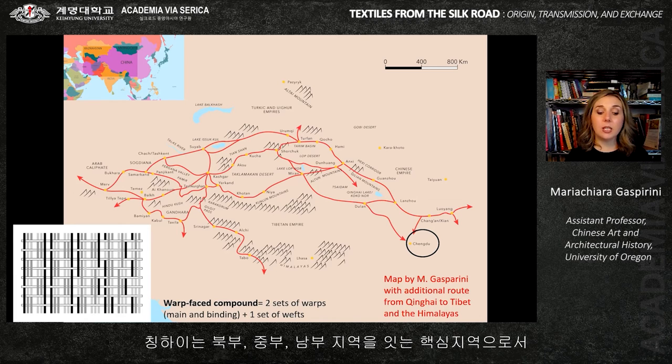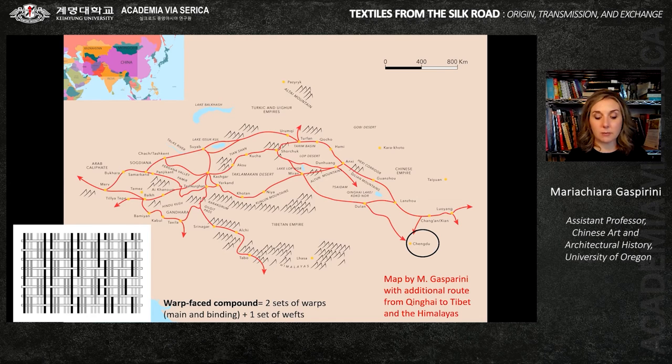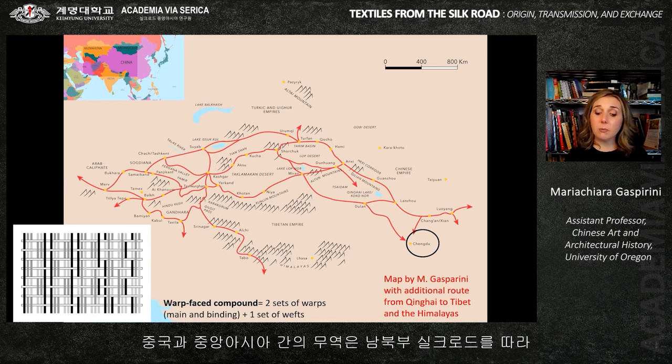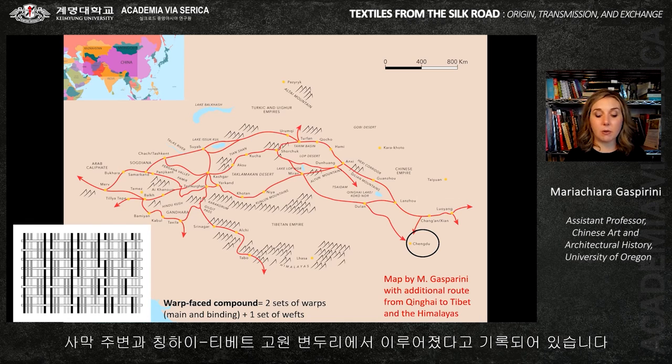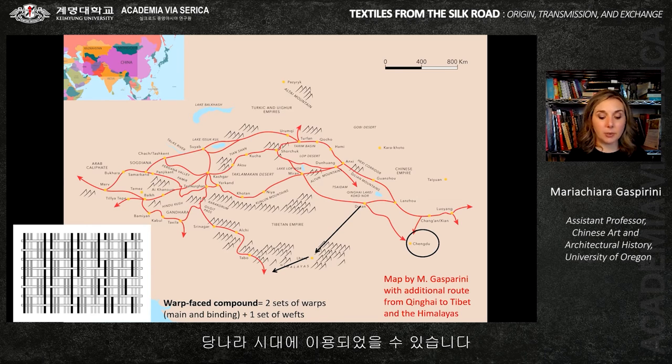Because Qinghai was a key region between northern, central, and southern areas that had acquired importance also thanks to the Tuyuhun activities, it is possible that over the centuries it had developed a unique trade of textiles and metalworks. It is well documented that trade between China and Central Asia occurred along the northern and southern Silk Road around the Taklamakan Desert and at the edges of the Qinghai-Tibetan Plateau. Nonetheless, an exterior route from Kokonor to Lhasa might have been used in the Tang period.